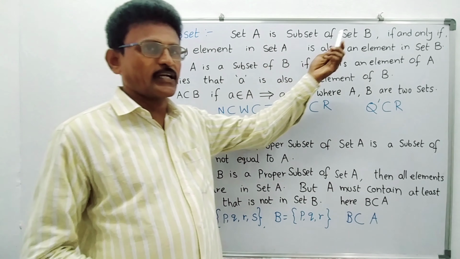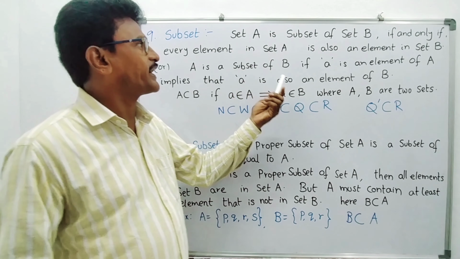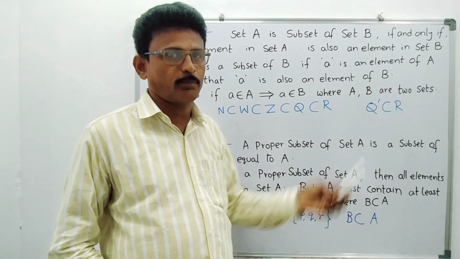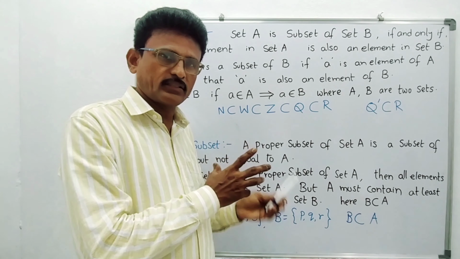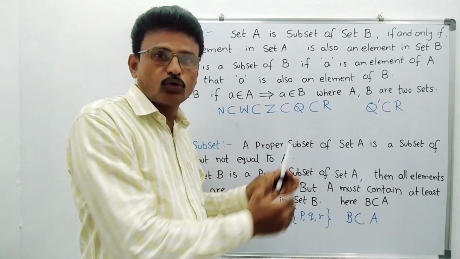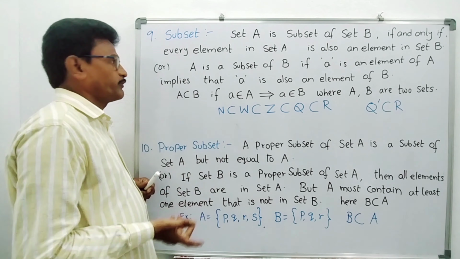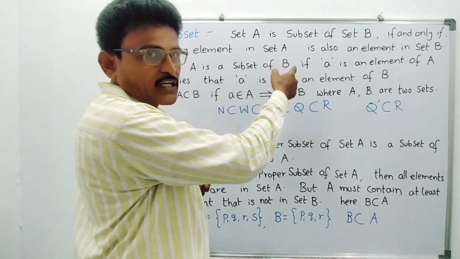Set A is a subset of set B if and only if every element in set A is also an element in set B. So whatever the elements are there in set A, if all of them exist in set B also, then A is a subset of B. In other words, A is a subset of B.